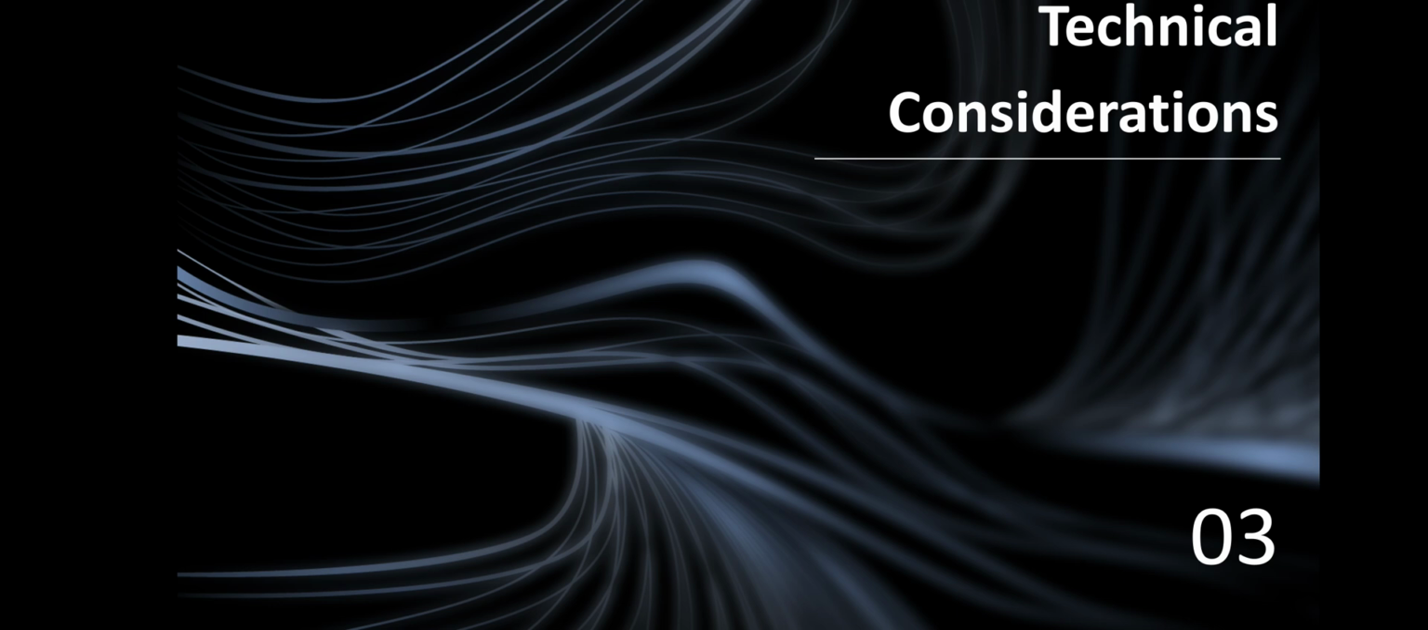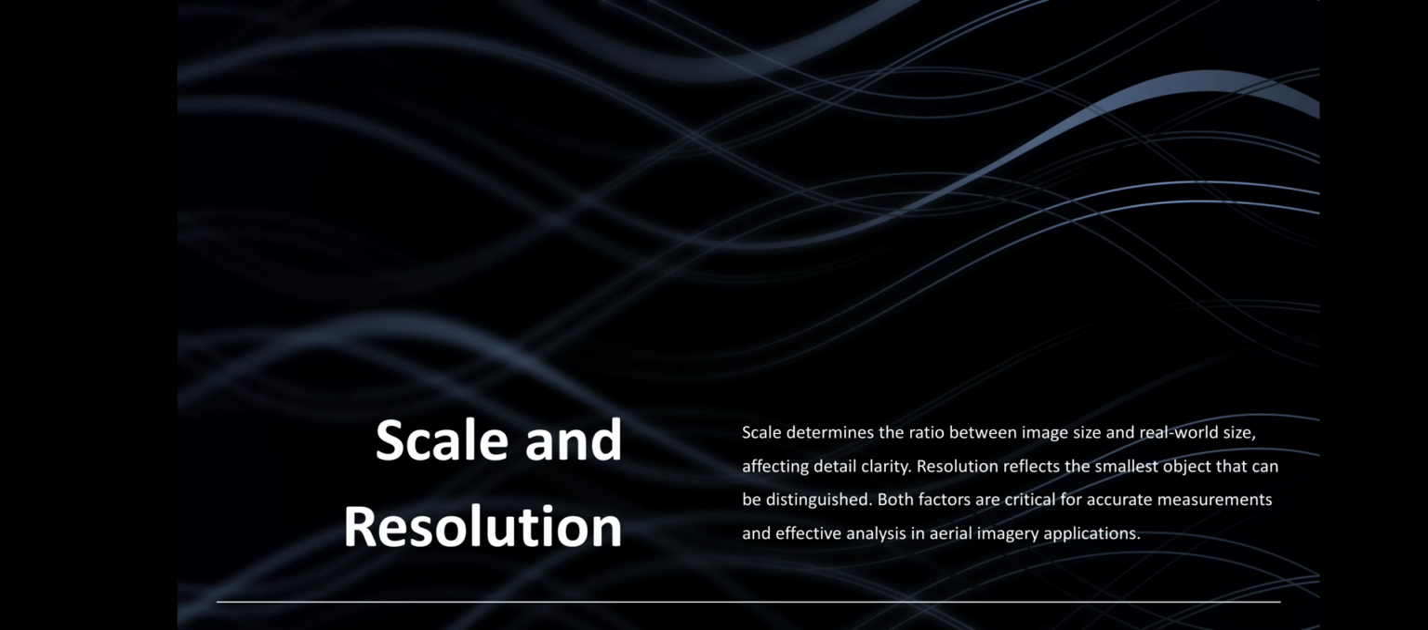Technical considerations: scale and resolution. Scale determines the ratio between image size and real world size, affecting detail clarity, whereas resolution reflects the smallest object that can be distinguished. Both factors are crucial for accurate measurement and effective analysis in aerial imagery applications.